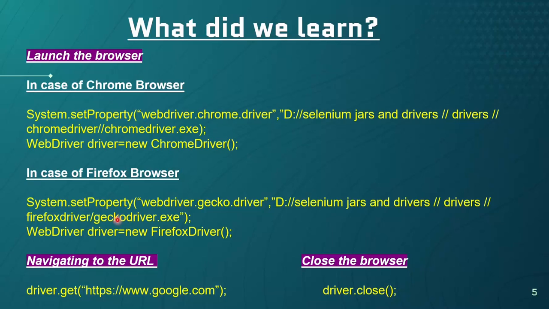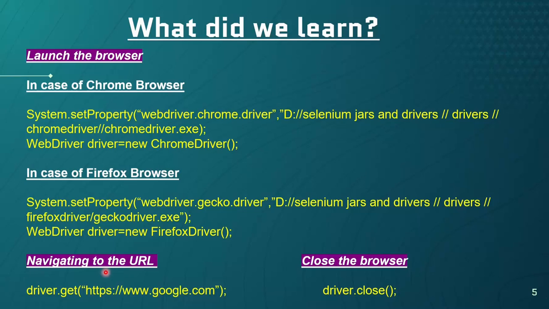Now in case of Firefox browser, we are going to write System.setProperty the same way, but the key value will change, that is webdriver.gecko.driver, and also the path where our Firefox driver is placed will change. Then the next command will be WebDriver driver is equal to new FirefoxDriver. Through this command, we are launching our Firefox browser.